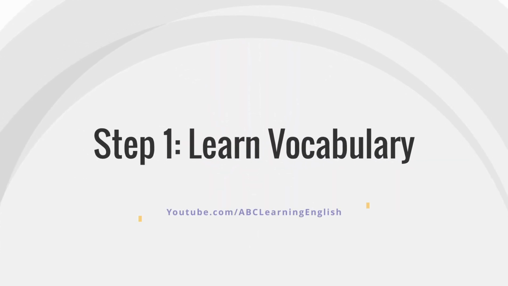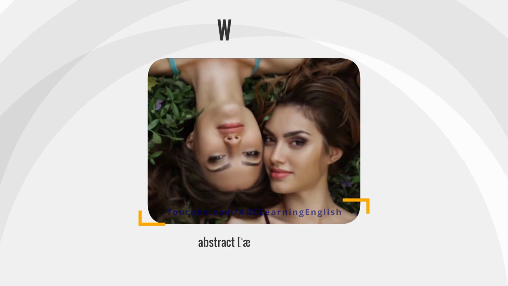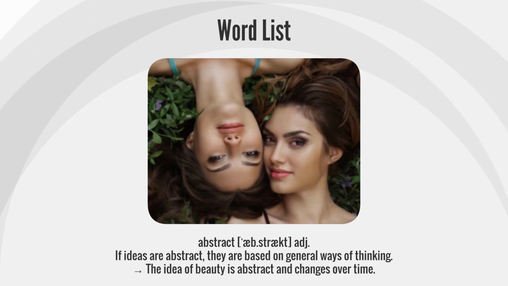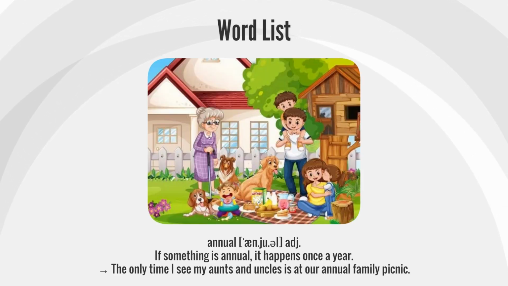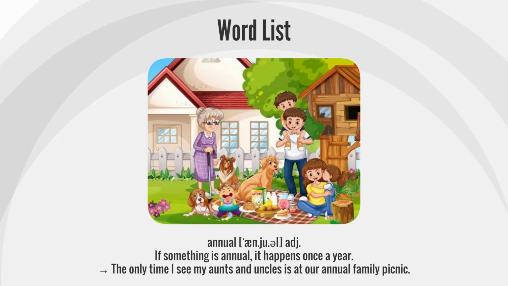Step 1. Learn vocabulary. Abstract. If ideas are abstract, they are based on general ways of thinking. The idea of beauty is abstract and changes over time. Annual. If something is annual, it happens once a year. The only time I see my aunts and uncles is at our annual family picnic.